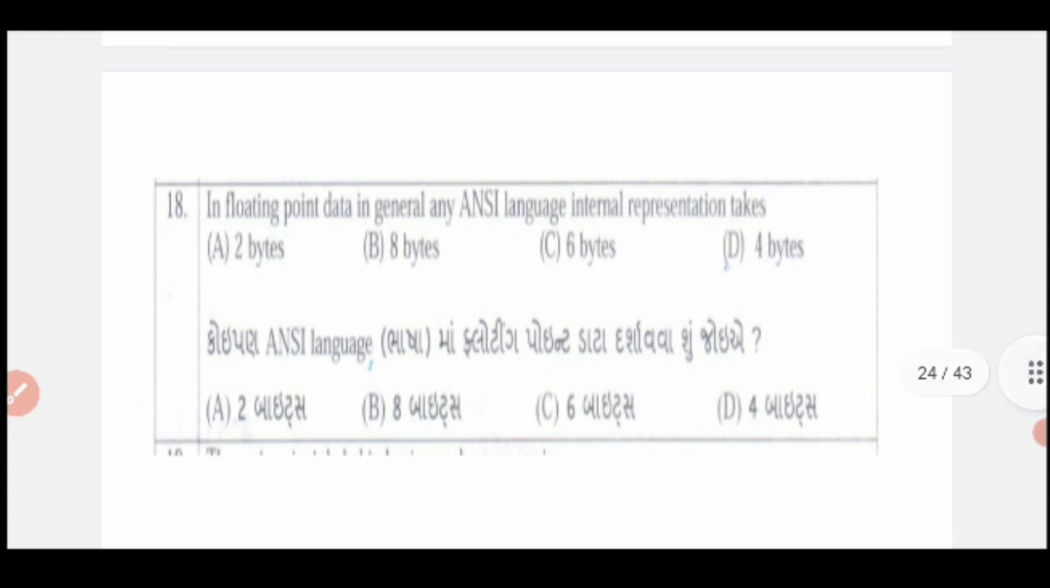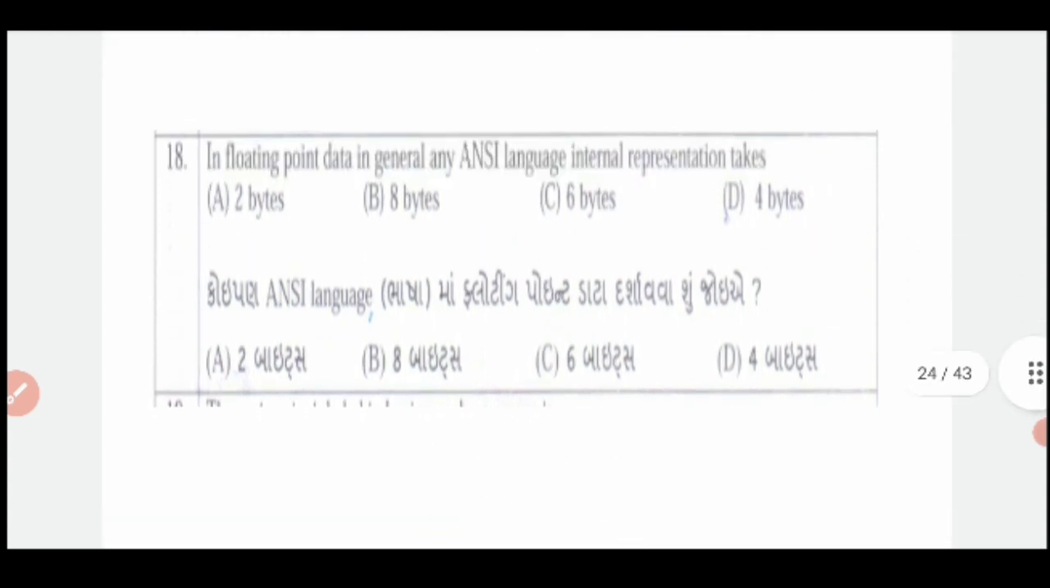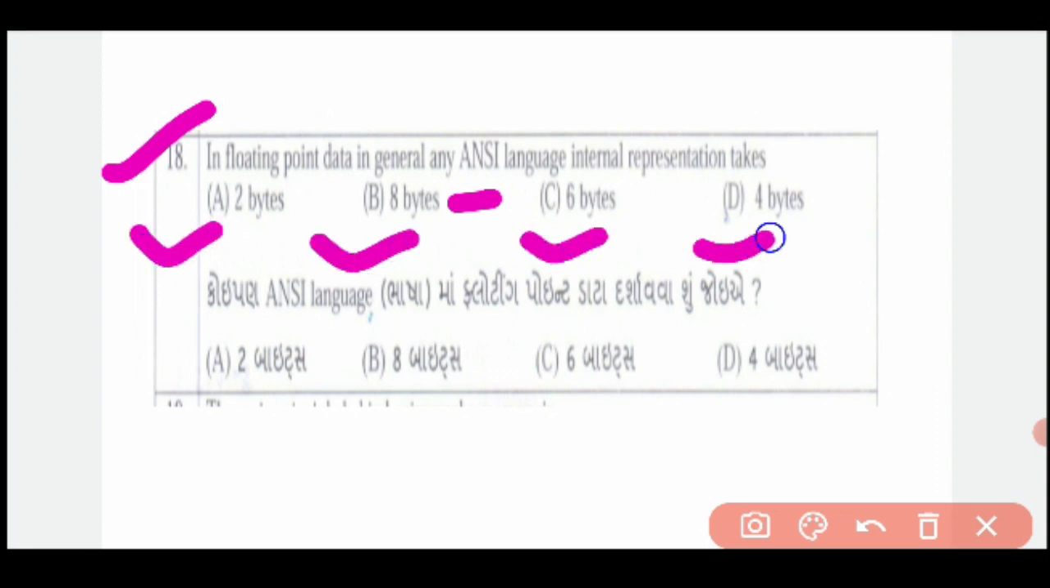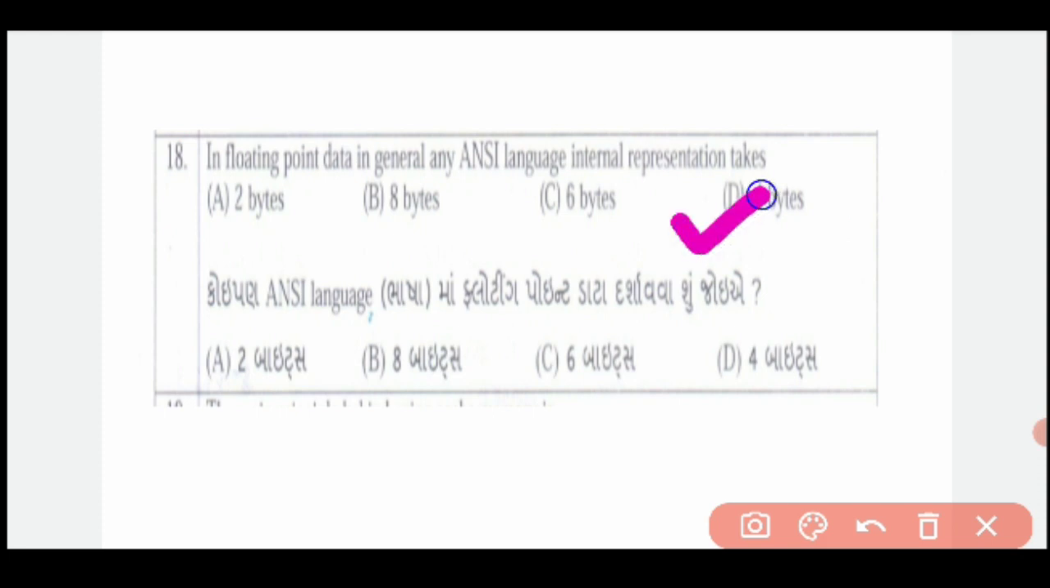Question number 18. In floating point data in general in any ANSI language, the internal representation takes: option A, 2 bytes; B, 8 bytes; C, 6 bytes; and D, 4 bytes. Then the answer is 4 bytes.